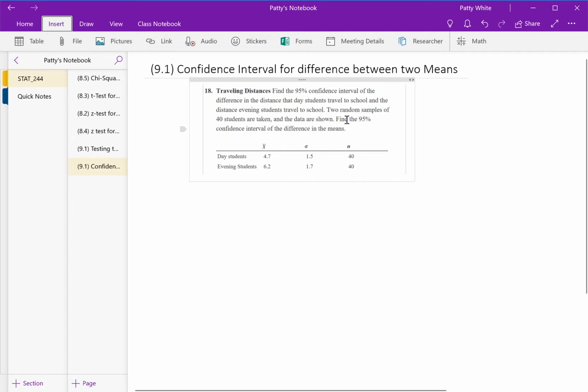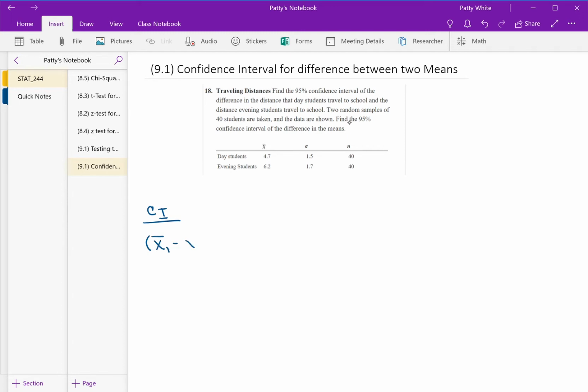Alright, so we need a 95% confidence interval. The formula that you would be using is, I'll just label this confidence interval. We want to find the difference between the mean of the first group minus the mean of the second group, and that's our point estimate, plus or minus the z test statistic with alpha over 2 times the square root of the variance of the first group plus the variance of the second group.